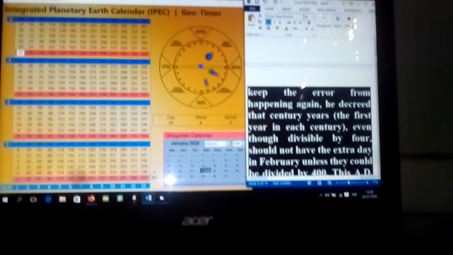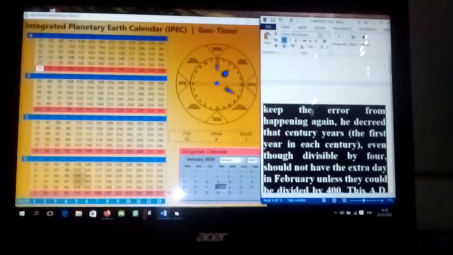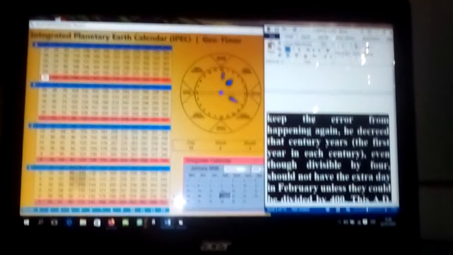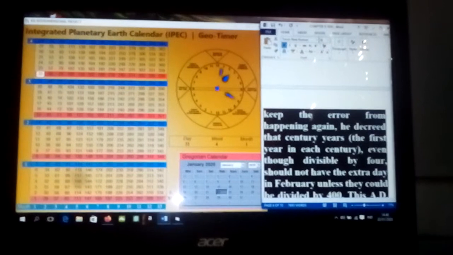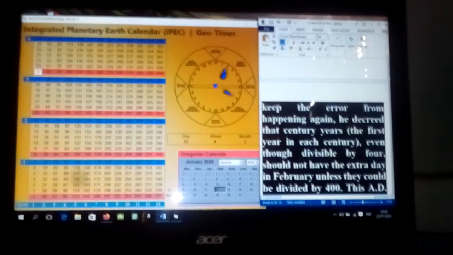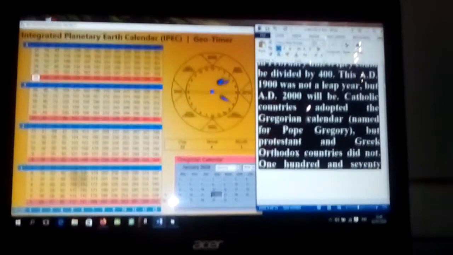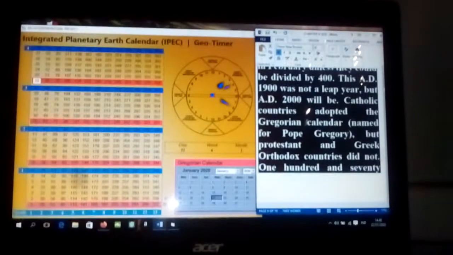To keep the error from happening again, he decreed that century years, the first year in each century, even though divisible by 4, should not have the extra day in February unless they could be divided by 400. Thus AD 1900 was not a leap year, but AD 2000 will be.